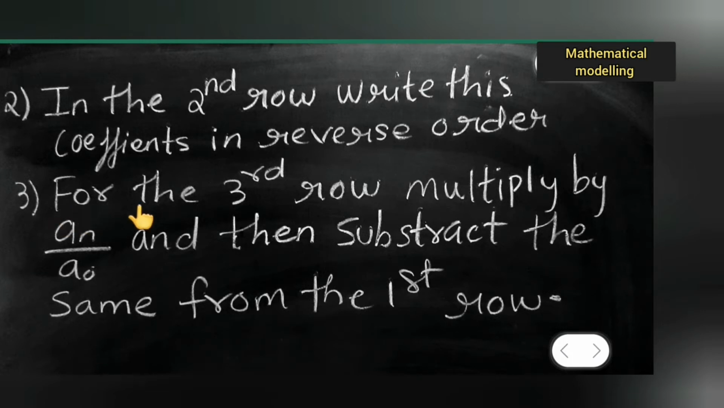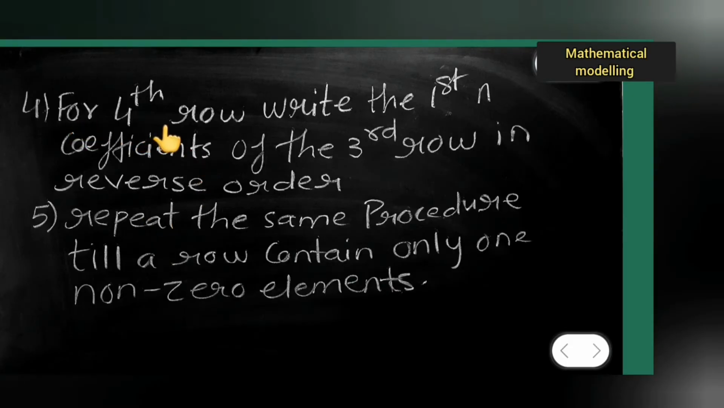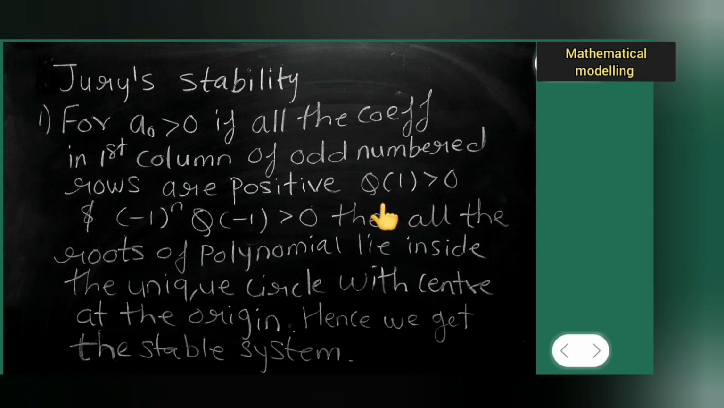Okay. For the third row, multiply by an upon a naught and then subtract the same from the first row. Fourth step is what? For the fourth row, write the first n coefficients of the third row in reverse order. And the fifth step is repeat the same procedure till a row contains only one non-zero element. I will explain all this with the help of a problem also. Now let us see the Jury stability part.